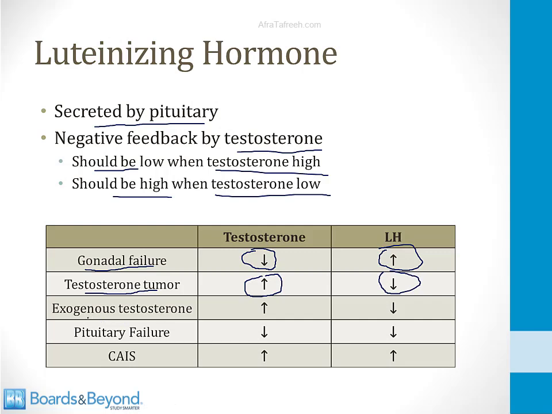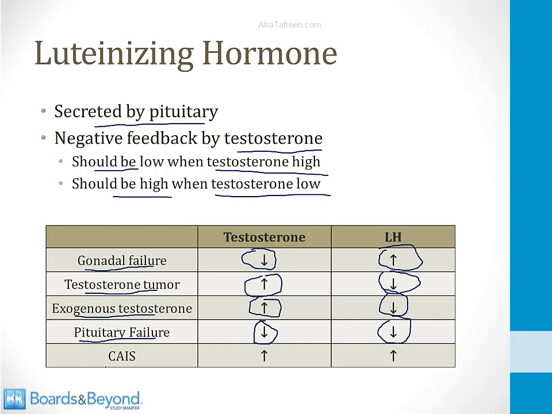If a male child is exposed to exogenous testosterone, then once again the testosterone level will be high and the LH level will be low. If the pituitary gland fails for any reason, then the testosterone level will get low, and the reason it will be low is because LH is not being released from the pituitary gland to drive the testes.